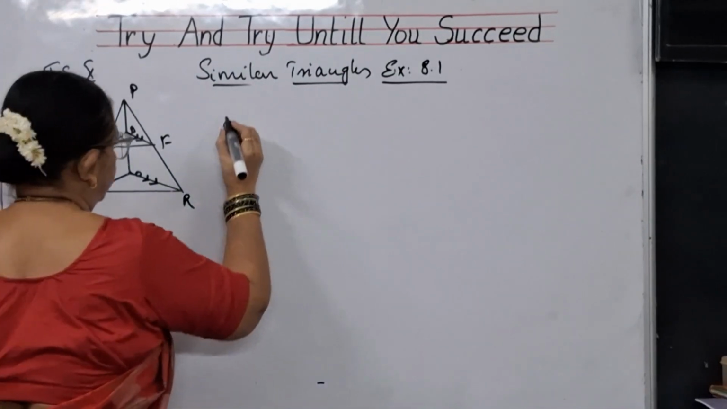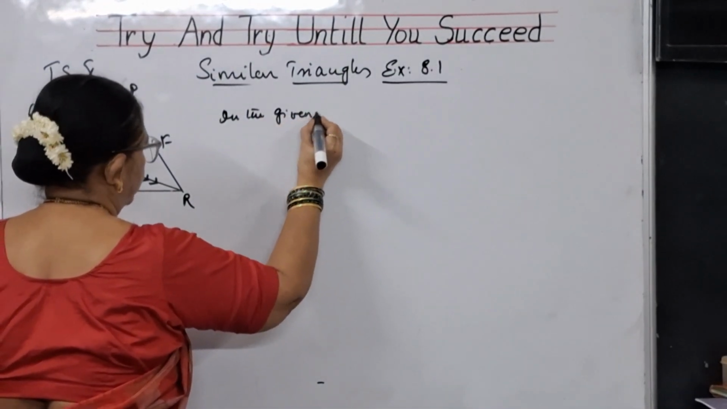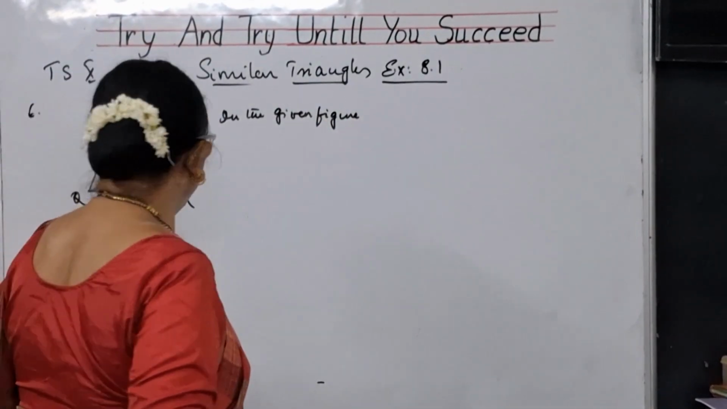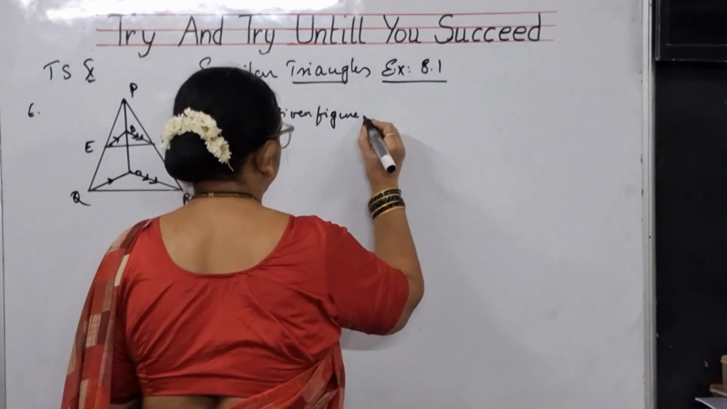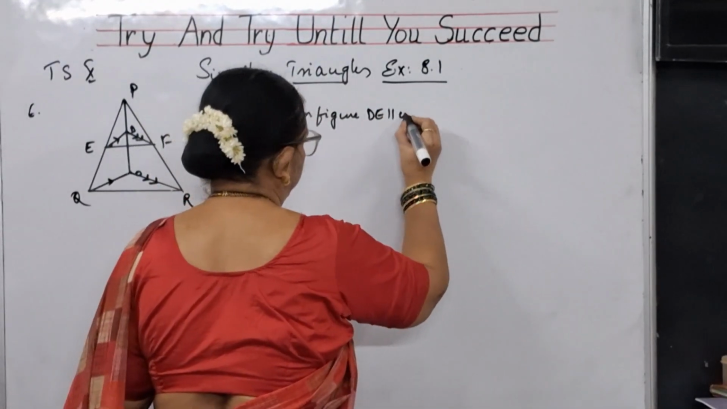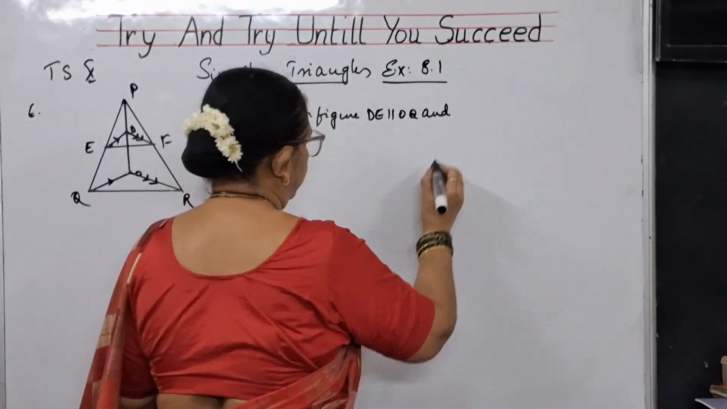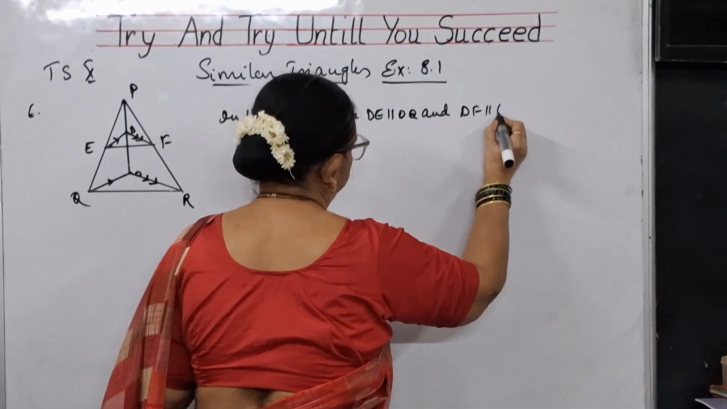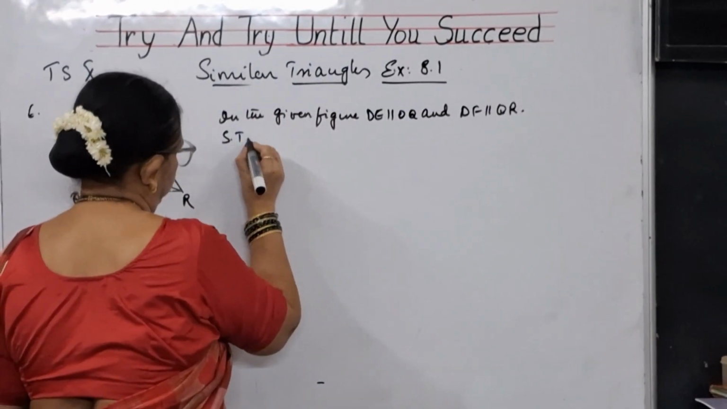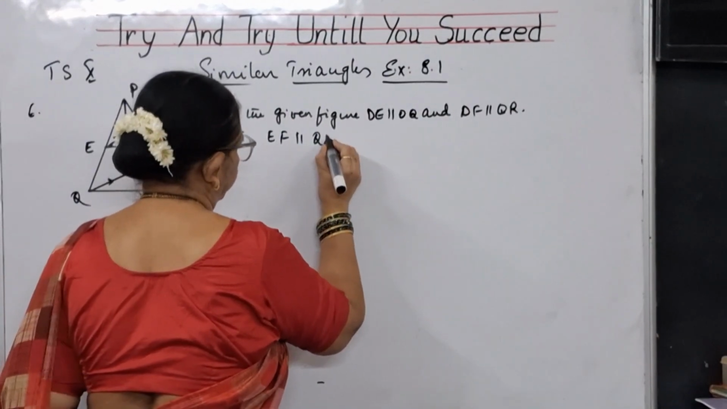So what is the problem? In the given figure, DE is parallel to OQ, and DF is parallel to QR. Show that EF is parallel to QR.